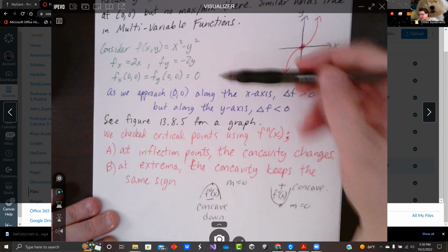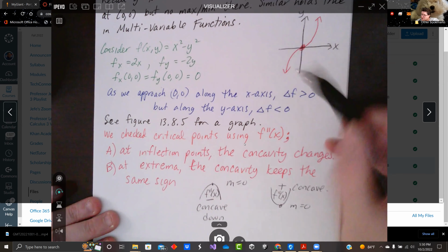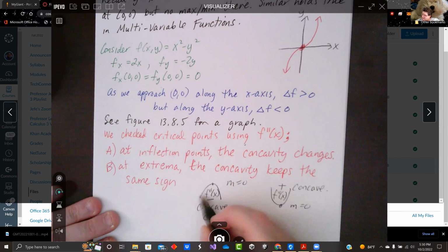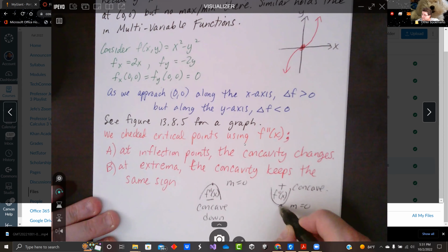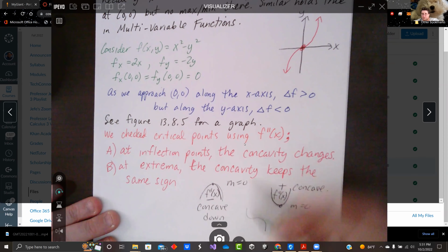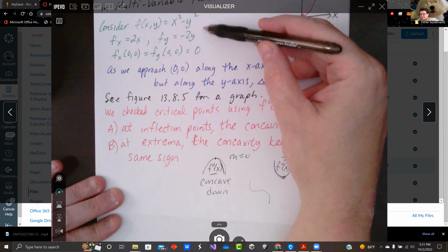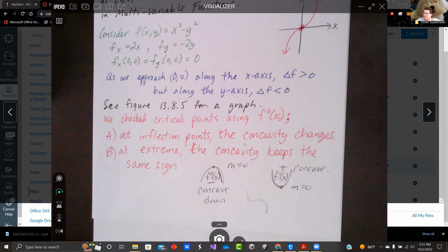So that was kind of what's going on right here. Along f of x, the slope was increasing. But for f of y, the slope was decreasing. So we had something like that going on for f of x, y equals x squared minus y squared at 0, 0. It creates a saddle point in 3 dimensions.